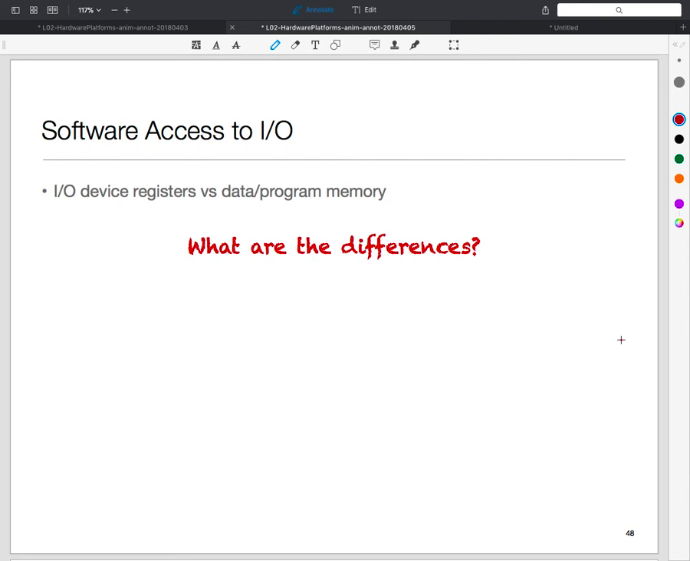More challenging is the fact that with data, I can roll back. If I make a mistake, I can go back to a previous value. But I cannot undo what I did to the physical world. If I ask the robot to do something, I cannot undo that. So a lot of stuff which we get away with on data and program memory, I can't get away with on the I/O devices, and therefore they need to be handled with appropriate care.